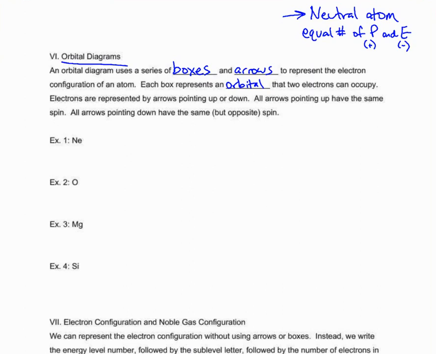So before we can draw an orbital diagram, we have to know how many electrons does neon have. If we look at the periodic table, we can find its protons, and from there we can figure out its number of electrons. So neon has an atomic number of 10. That means 10 protons. Since this is a neutral atom, everything in this unit is a neutral atom, we have an equal number of protons and electrons, which means in this situation we have 10 electrons.